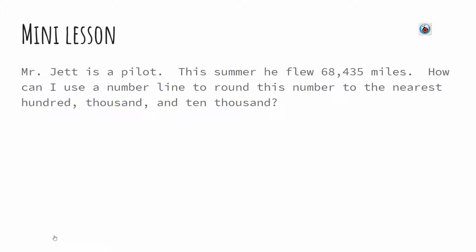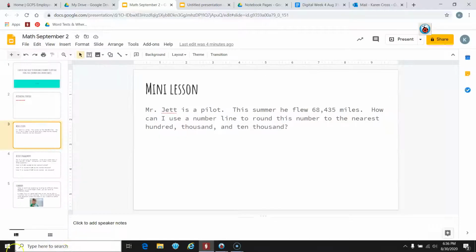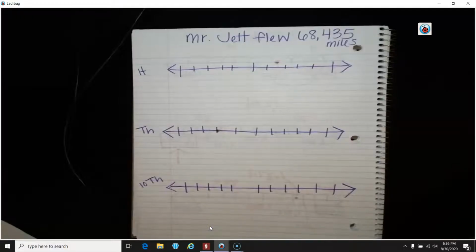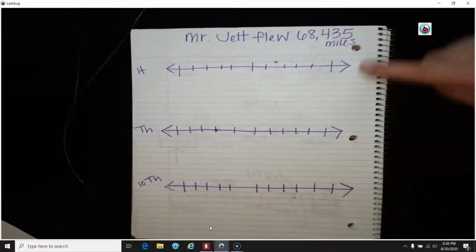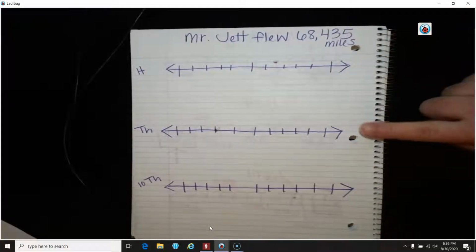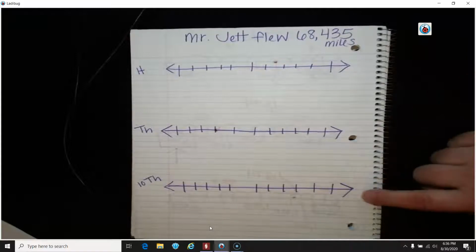Okay, so he is a pilot. He flew 68,435 miles, and we need to use a number line to round this number to the nearest 100, 1,000, and 10,000. Okay, let's flip over to my journal so you can see how we do this. I have already written the number here on the paper, and I've got my three number lines. So this is going to be rounding to the nearest 100, this is going to be to the nearest 1,000, and this is going to be to the nearest 10,000.